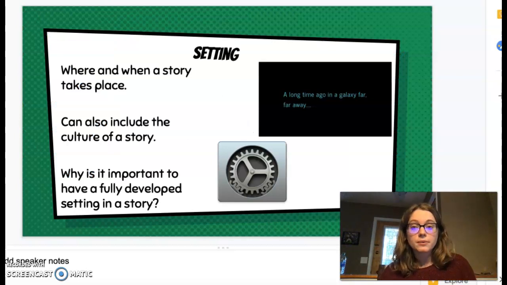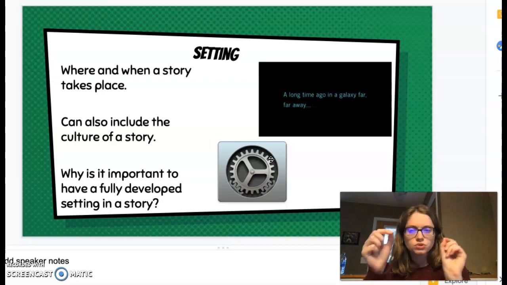Okay, so the first thing I want to go over is setting. Now, you may have learned that a setting is where and when a story takes place, but it's a little bit more complicated than that if you want to really get down into it. Additionally, the setting can also include the culture of a story, and how the world within that story works needs to be established with a setting. So if you think about the settings on your phone, it's sort of similar. You set the settings on your phone so that your phone can function exactly how you want it to. That's kind of how setting works in literature as well.